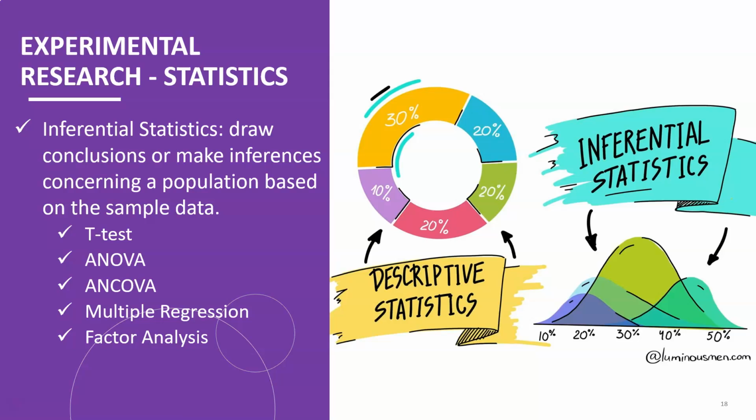Multiple regression, that's used when we want to predict the value of a variable based on the value of two or more others. And then we have factor analysis. That's a technique that is used to reduce a large number of variables into fewer number of factors. The technique extracts maximum common variance from all variables.